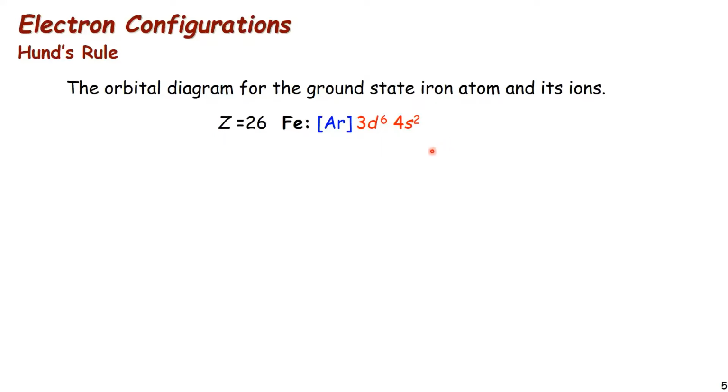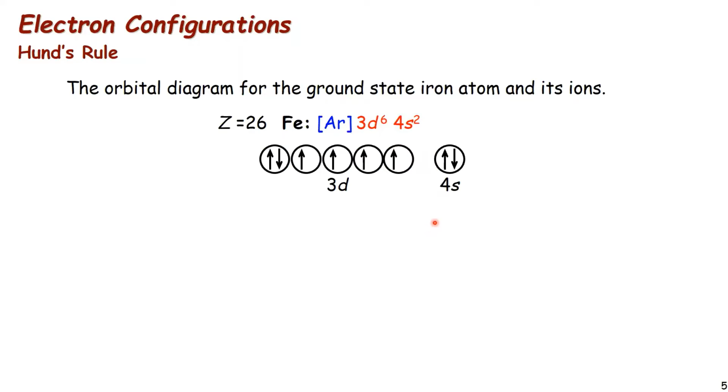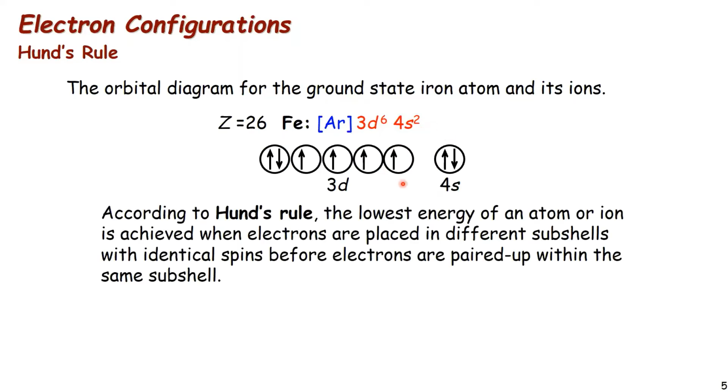But of course, we've got to put it in proper order. Well, it's already in proper order because we've got the 3d6 and the 4s2. Okay, so again, according to Hund's rule, we're going to fill these things singly, and then we'll come back and pair them up.